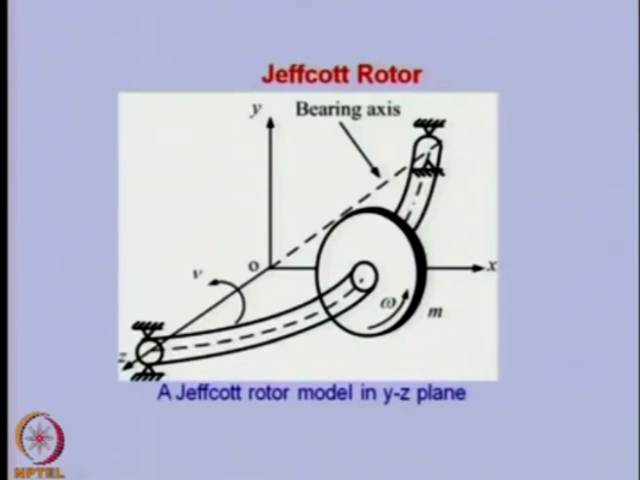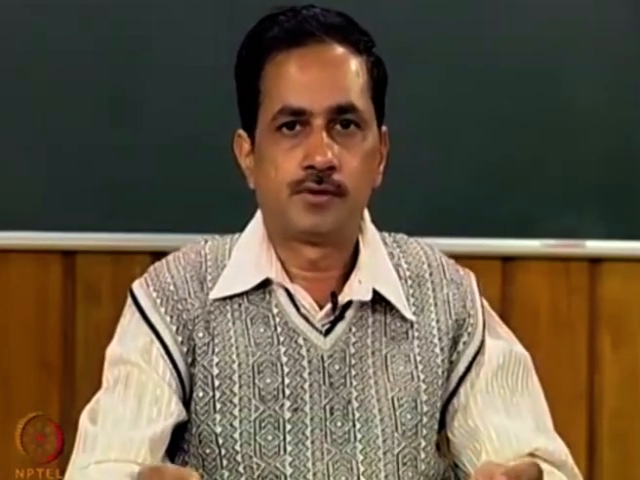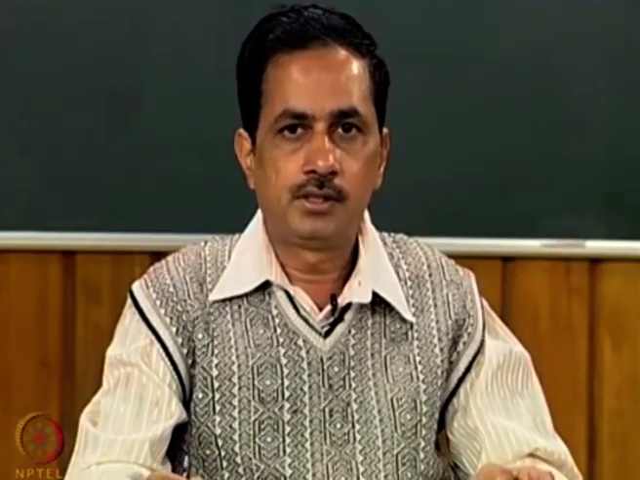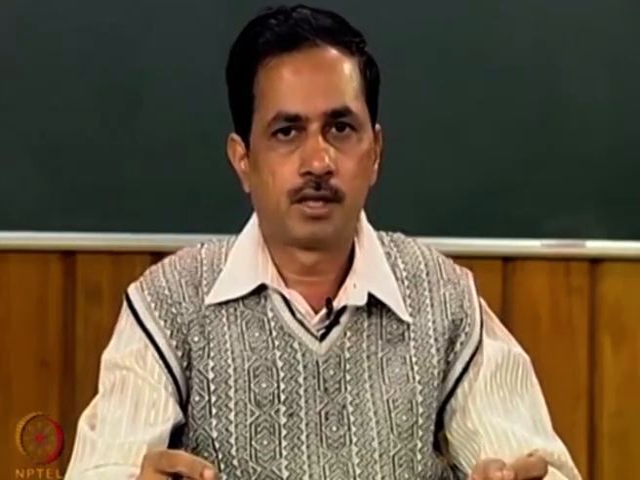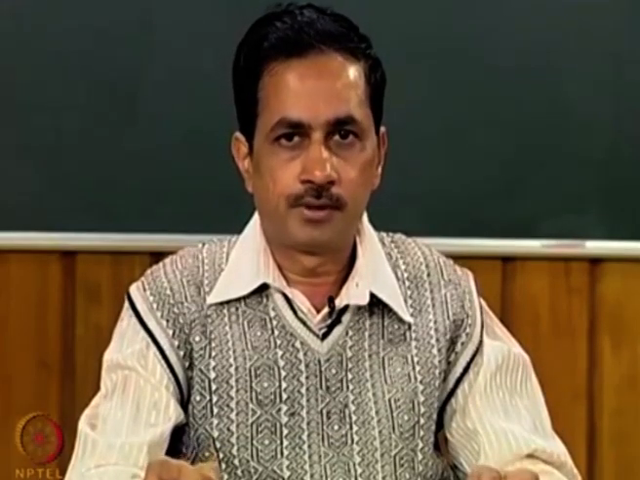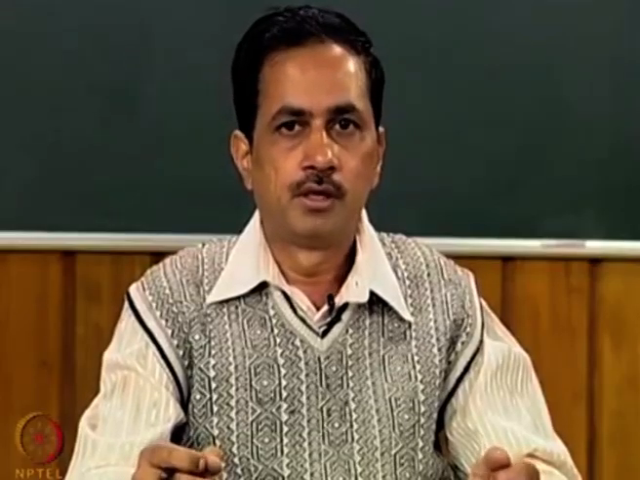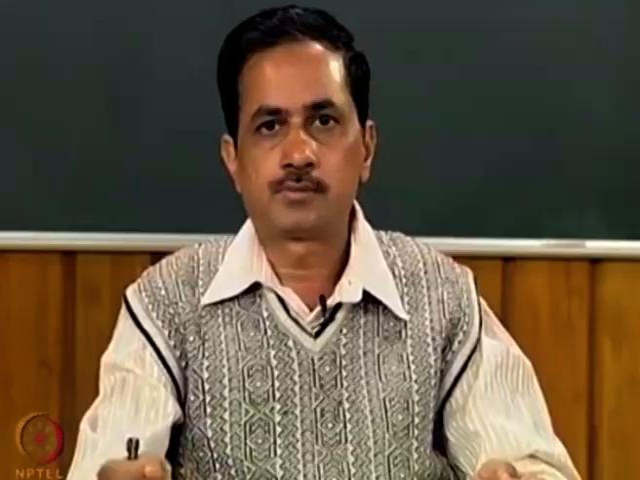This is a diagram of a Jeffcott rotor in which there is a flexible rotor which is massless. This is a rigid disc, and the bearings are rigid. They allow only the rotational motion of the shaft, and the disc is at the mid span of the shaft. So, this particular model is a Jeffcott model. In rotor dynamics, this Jeffcott rotor model is very popular, and we will see that it can be used to predict various kinds of phenomena in rotor dynamics. It is a very famous and very important rotor model, as we will see in the subsequent lectures.